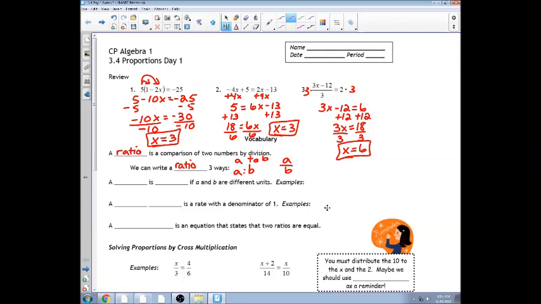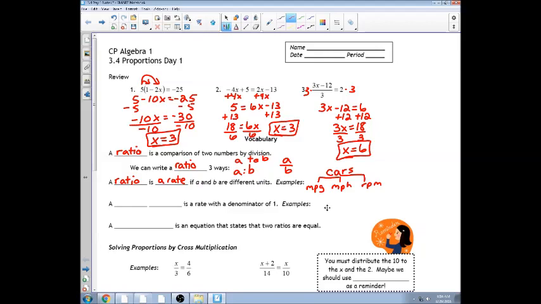Okay? A ratio is a rate if A and B are different units. Examples of a ratio with different units would be cars to their miles per gallon, miles per hour, and RPMs, so revolutions per minute.